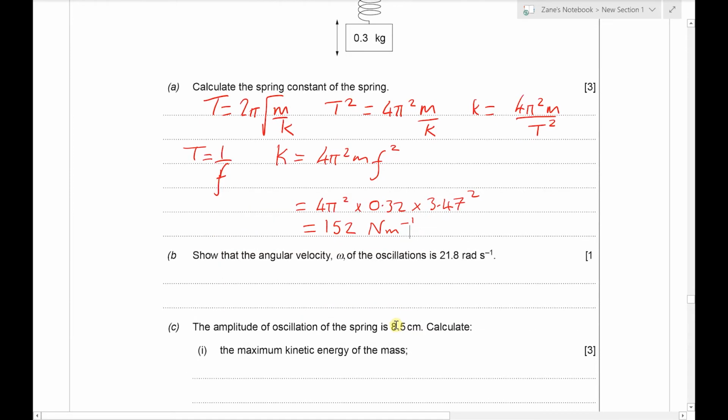Next we've got to show that the angular velocity omega of the oscillations is 21.8 radians per second. Here the simplest way of doing this is to use omega as 2 pi f. So 2 pi times the 3.47, which gives us 21.8 naught, just giving an extra figure just to prove I've actually worked it out.